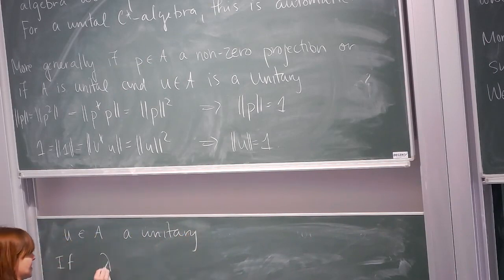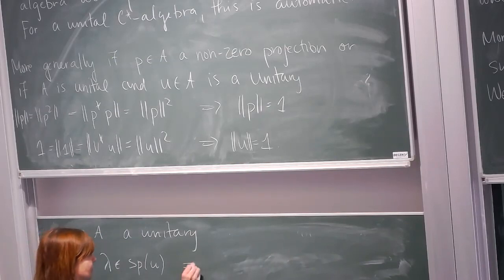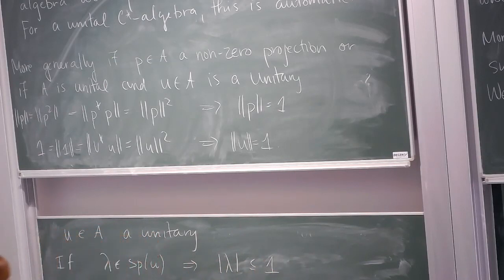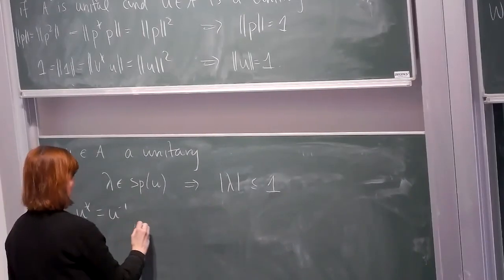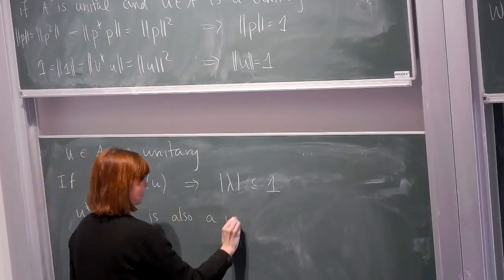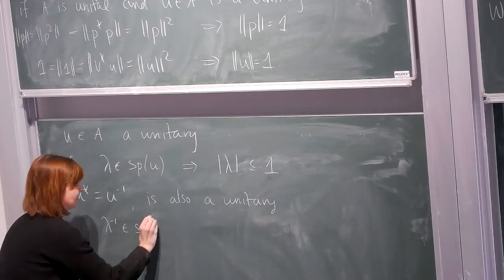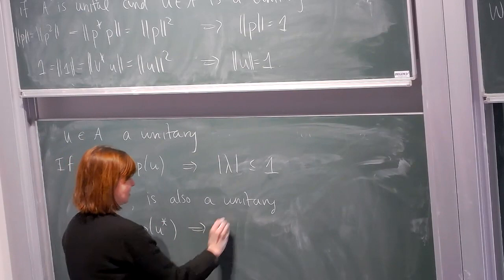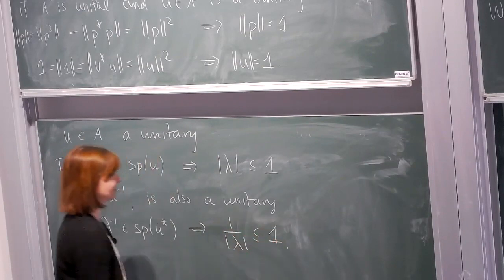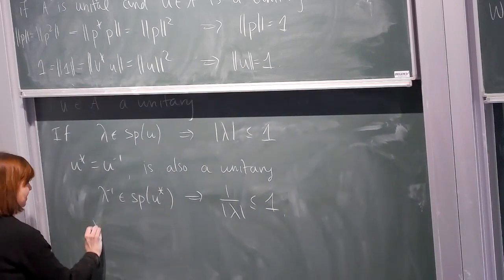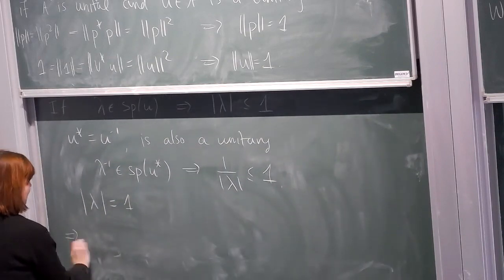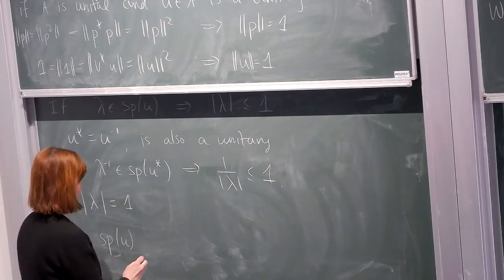Well, if we have some lambda in the spectrum of U, and we just saw that the norm of U is 1, that means that by the spectral radius condition, the absolute value of lambda has to be at most 1. But we also have that U star is equal to U inverse, which is also unitary. And it's straightforward to check that lambda inverse will be in the spectrum of U star. So we better have that 1 over lambda is also less than or equal to 1. And so this tells us exactly that the norm of lambda is 1. And so the spectrum of any unitary is contained in the unit circle.